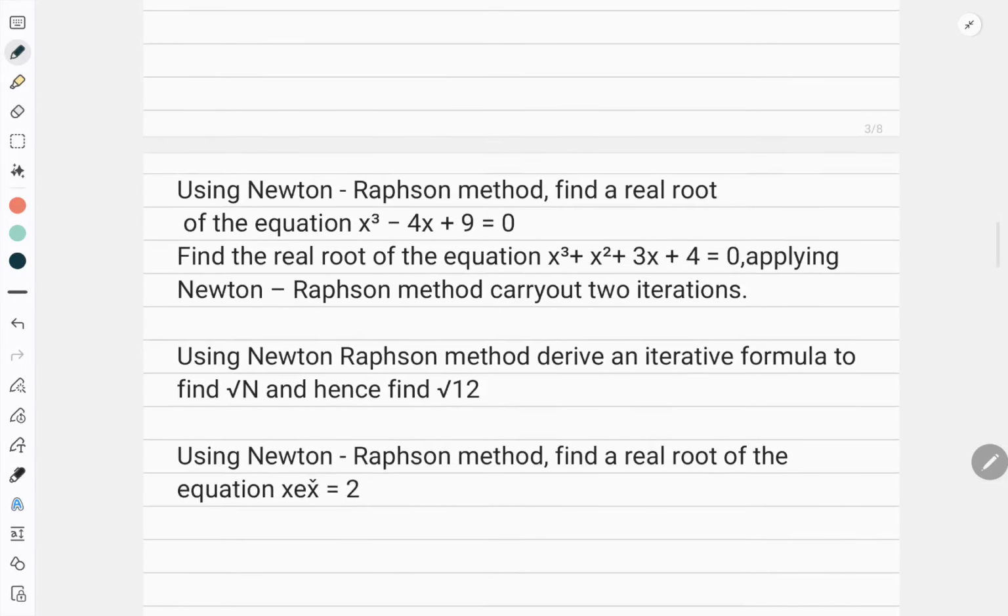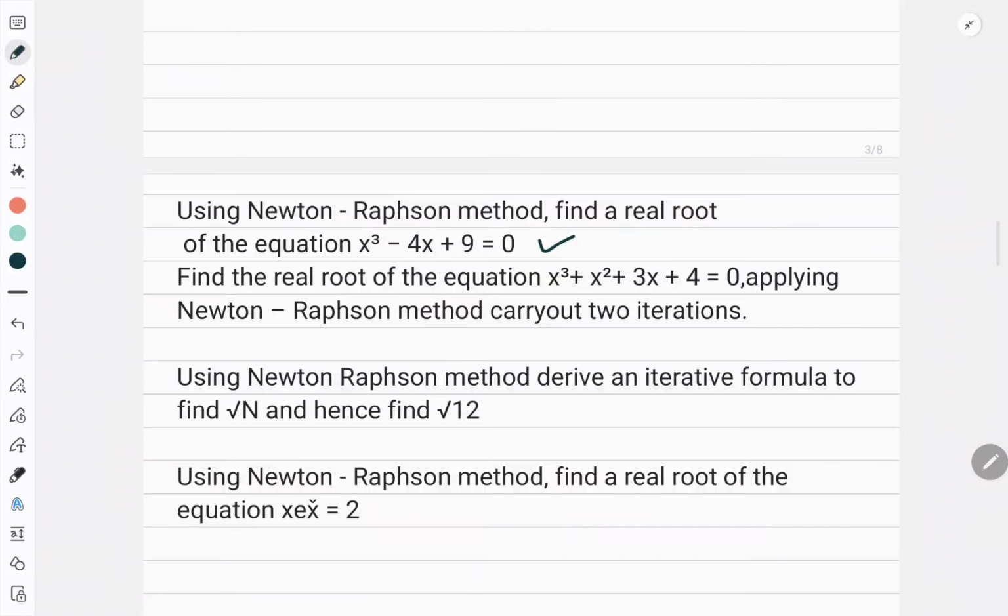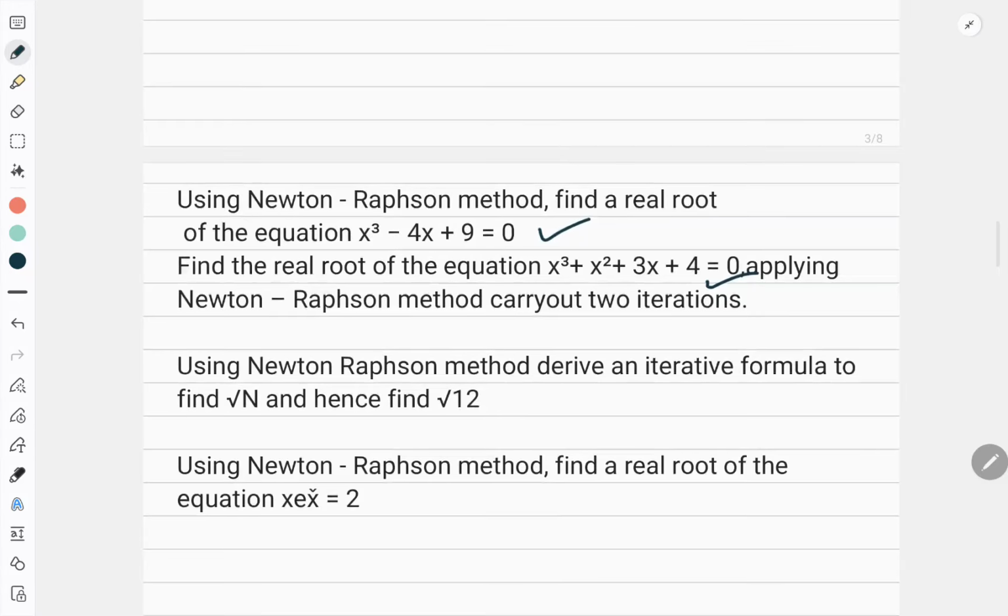I'll show you the questions. Okay. See, this question you can try exactly same. This question you can try exactly same. Now look at this. Using Newton-Raphson method, derive an iterative formula to find root n and hence find root 12. So iterative formula, I just told you how to do it, right? So that way only we will do. So this question you try yourself. I will show you the question exactly like that. I will solve. This is a simple number 12, so you can do. I will do 37. And it is a square root.